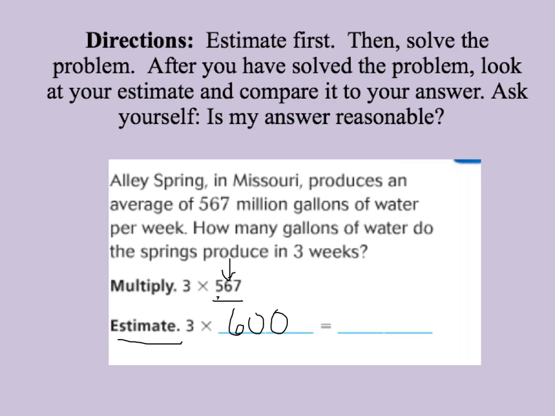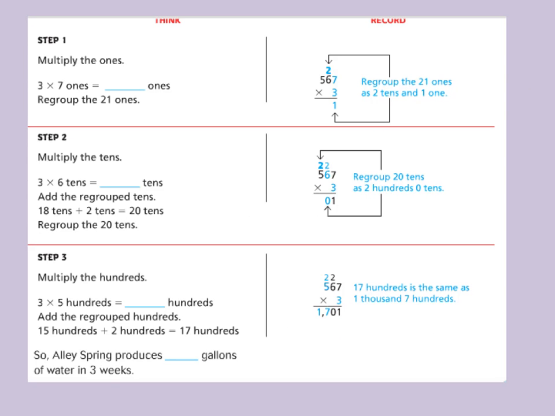So 3 times 6, my basic fact, is 18, but I'm multiplying times 600, so I need to add the 2 zeros from my 18 to make it 1,800. Okay, here we go. We're going to be using the standard algorithm to multiply the ones, the tens, the hundreds, and regrouping as needed. So let's start with the ones.